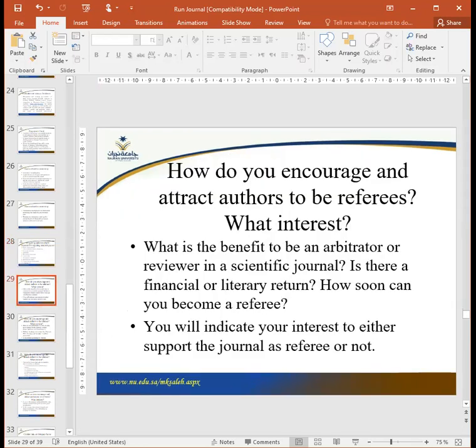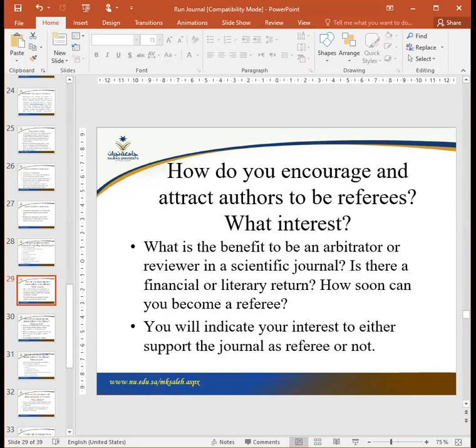And now the question is, how do you encourage and attract authors to be referees? And what is the interest? As a junior researcher, maybe you ask yourself several questions regarding being a referee in a journal. These questions could include, what is the benefit of being a reviewer or referee in a scientific journal? Is there any financial or literary return? How soon can I become a referee?